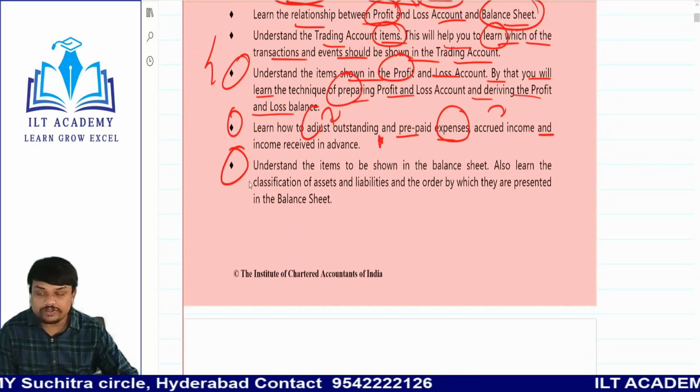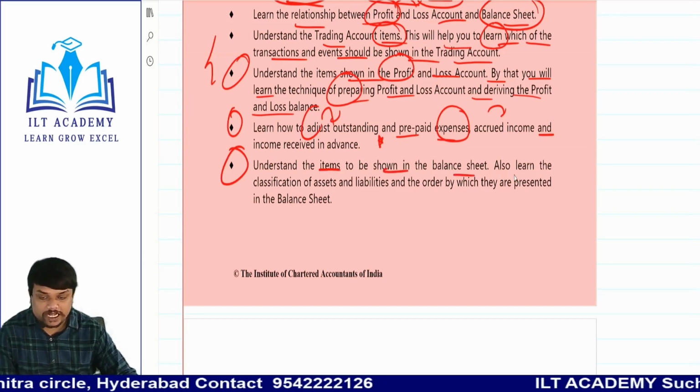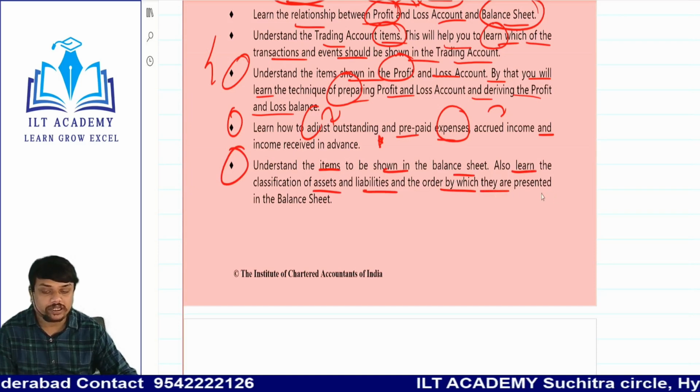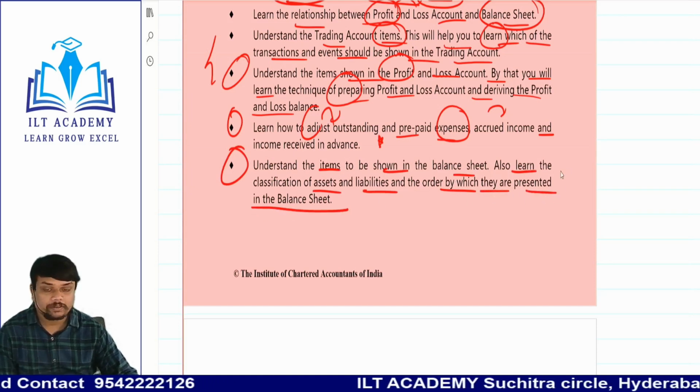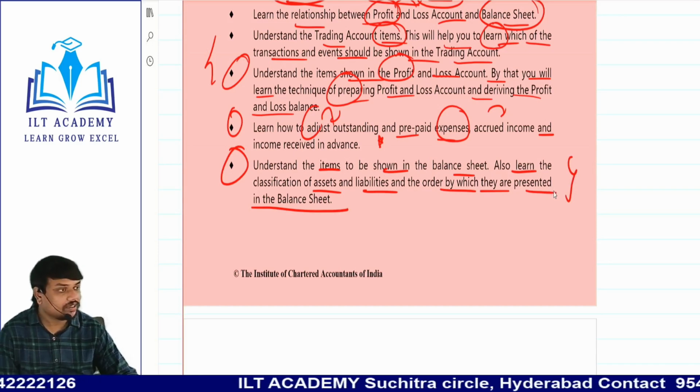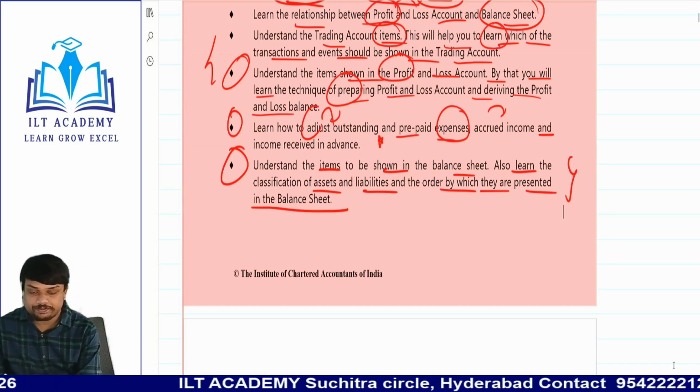Now we are going to even understand the items to be shown in the balance sheet, and also learn the classification of the assets and liabilities and the order by which they are presented in the balance sheet. These are the major important things we are going to understand after learning this chapter.